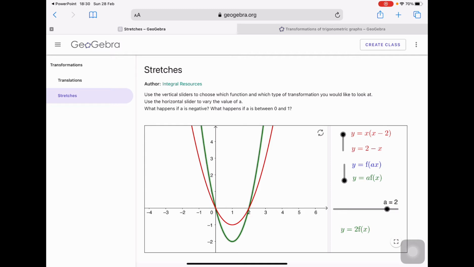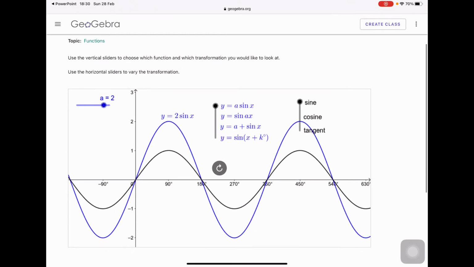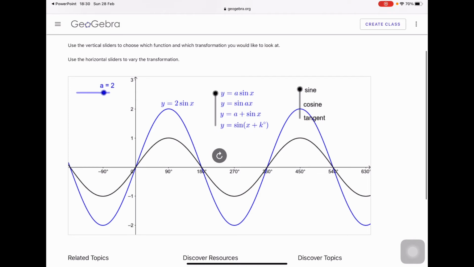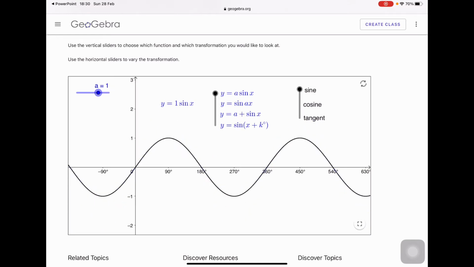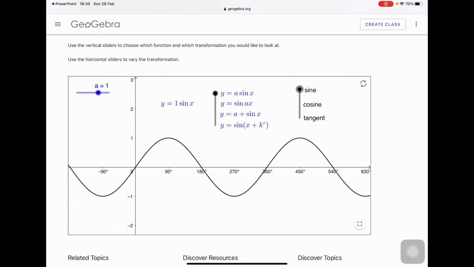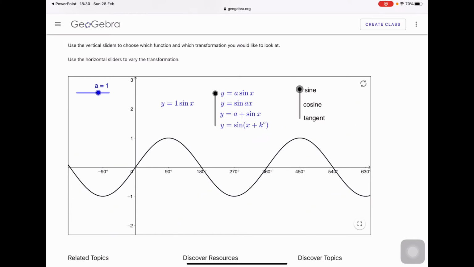Now let's have a look at the trig functions. I don't think I've talked about trig functions so far in today's lesson. Firstly, as you can see, there's a lot going on, so let's just change a to 1, so there's only one function on the screen. And of course, you could toggle between sine, cosine, and tangent. I'll just focus on one because, again, I don't want it to get too repetitive.